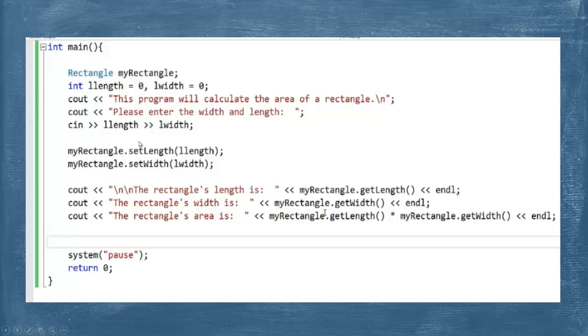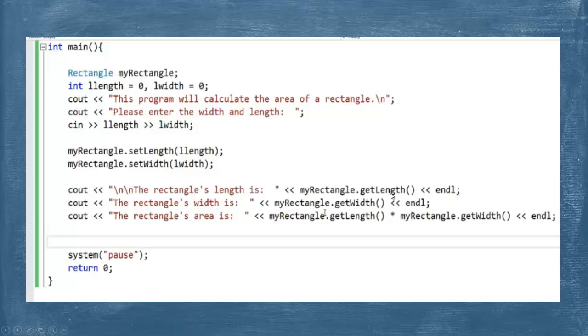Alright, and then in order to use the set, we have to call the instance, and then the dot operator, and then setLength, so we're calling that function, and then whatever oneLength is, that's now going to become length. And then whatever oneWidth is, that's going to become width. So we've taken these two values in the main program, and we've transferred those values to length and width, which are our private variables in the class. And then we use something to multiply length times width.